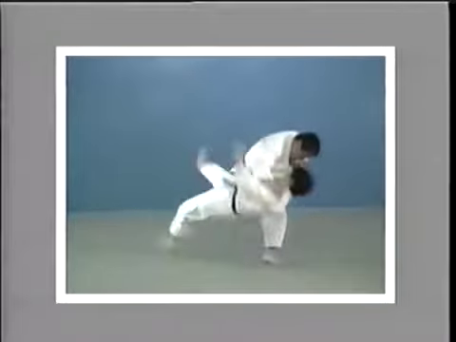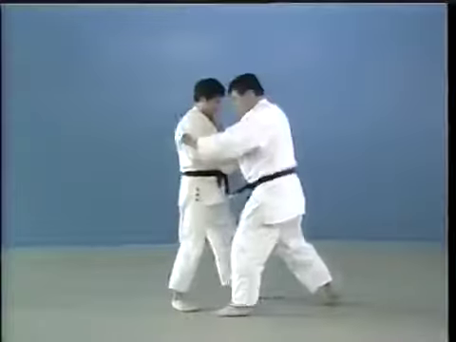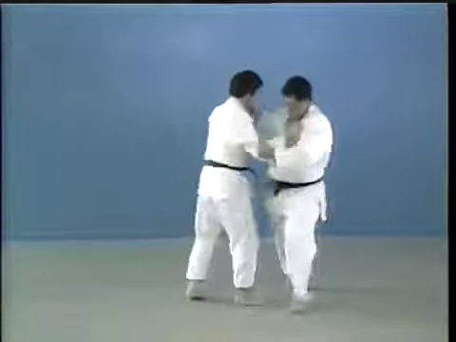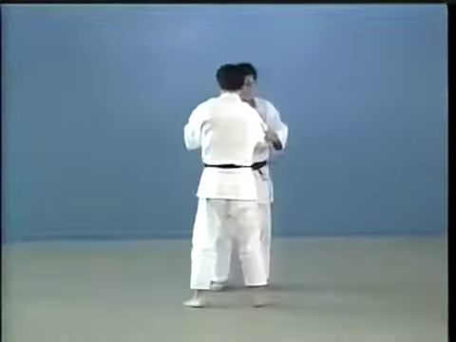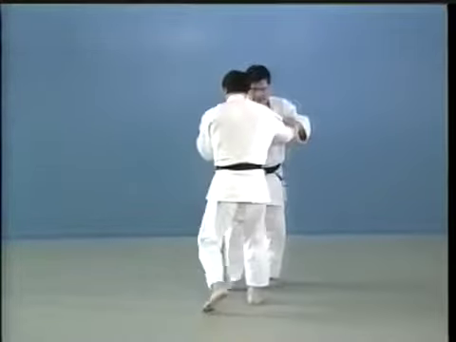Or Sotogari. Pull the right leg of your opponent out, then clip him down the moment it touches the mat. Pull his left leg out and cut down on his right leg.